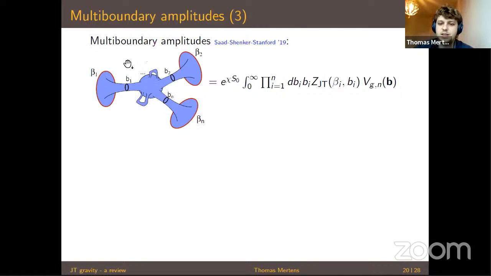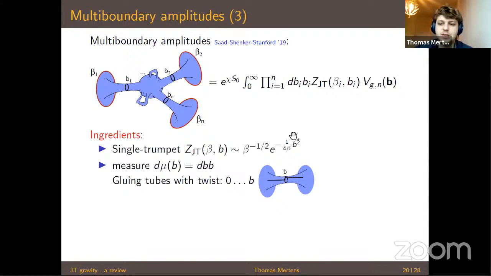I want to calculate this Euclidean amplitude in JT gravity. And what Saad, Shenker and Stanford have taught us is that you can calculate it in this way. You have e to the chi S0. This is just the weighting coming from the Einstein-Hilbert action, the weighting with topology. And then you have an n-fold integral over b parameters, b1 up to bn. These b parameters are the geodesic lengths of all of these tubes that you have here. Then you have a piece of an amplitude that is associated to each b and the beta that's attached to it. And then this object here that only depends on the b's.